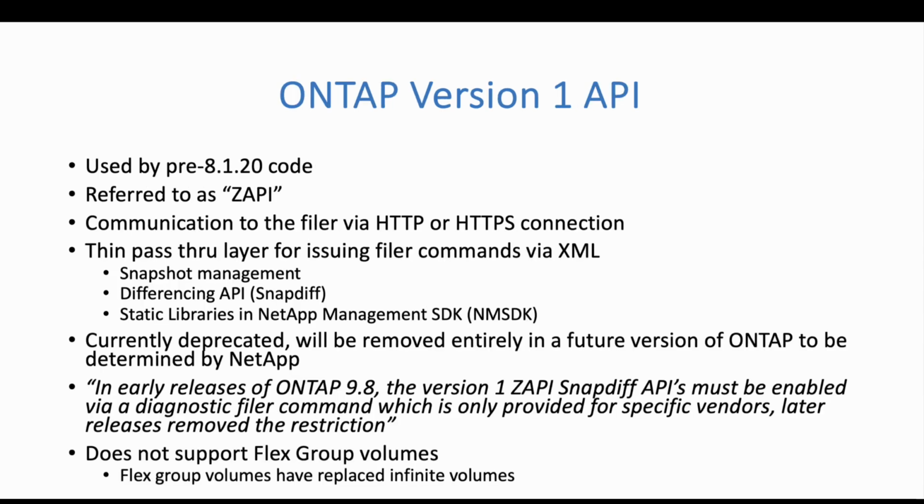A brief overview of the version 1 API. This is what's used by, this says 8.120. It's actually 8.123, and I'll speak to that in a minute. And this is commonly referred to as the ZAPI, and this communicates to the filer either through HTTP or HTTPS. And it's basically a thin pass-through layer for issuing commands to the filer in XML, and that includes doing snapshot management, the differencing API itself, and it employs static libraries from the Netapp management SDK.